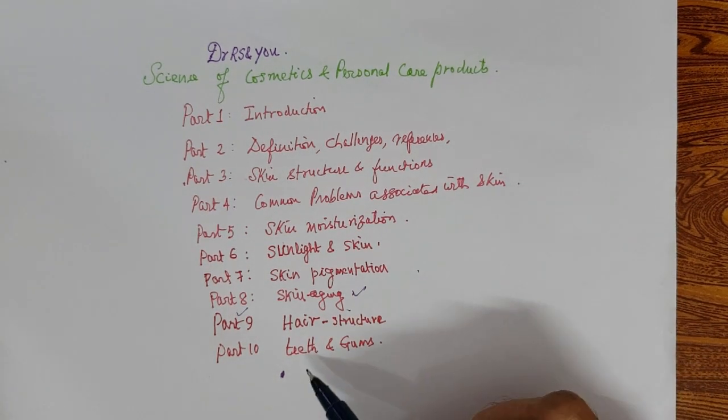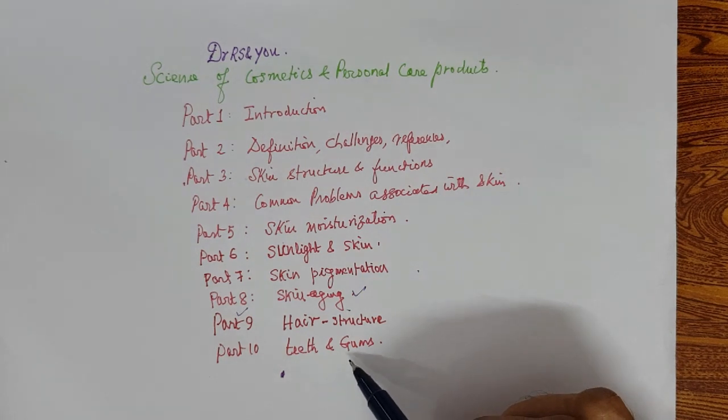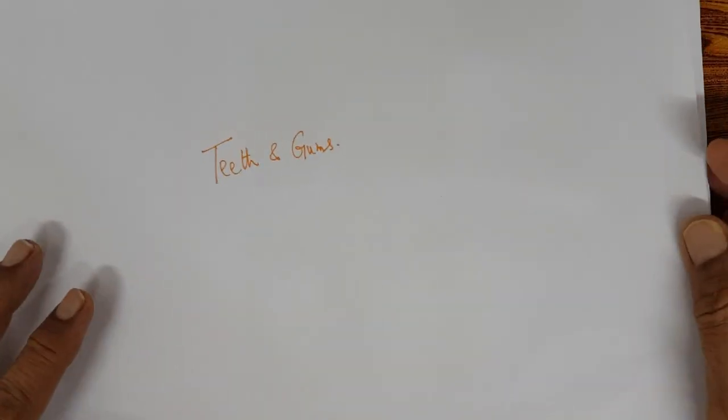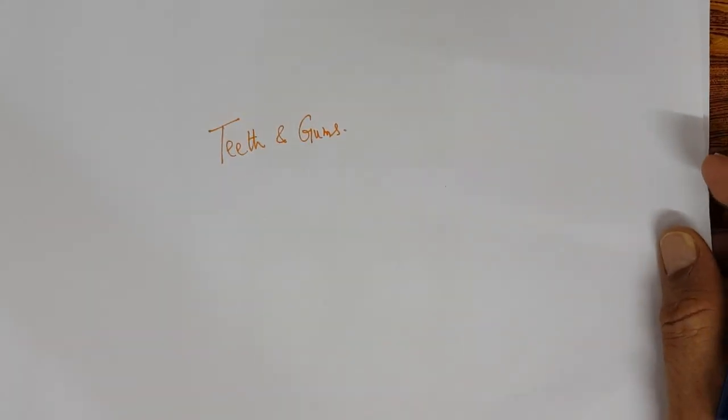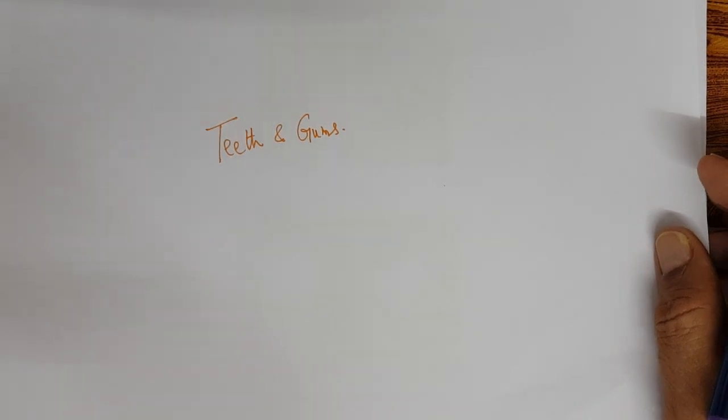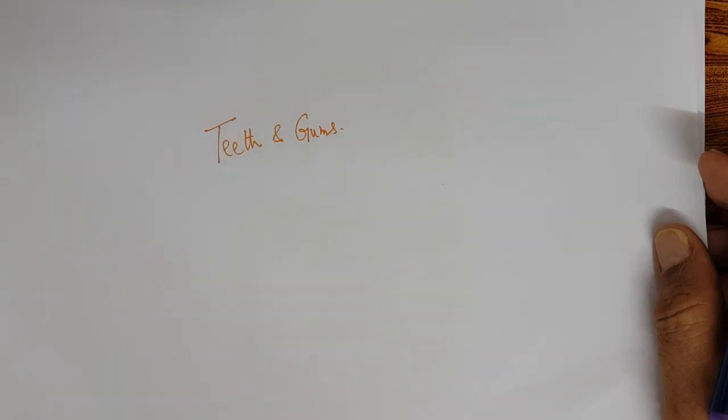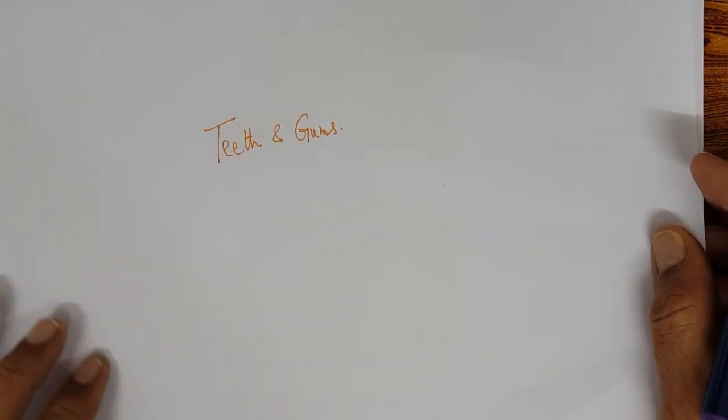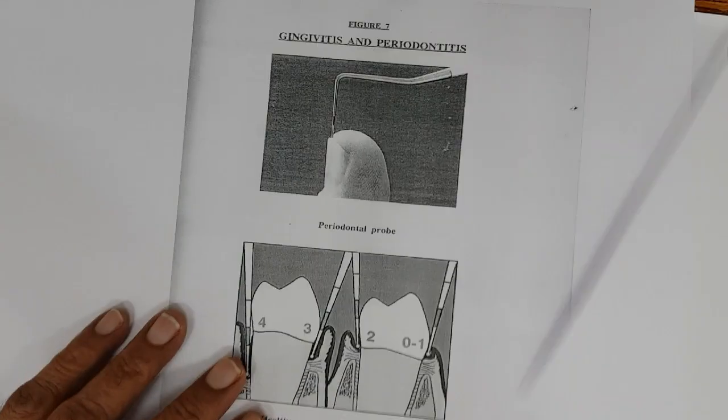Okay, so now today is part 10. We are going to talk about teeth and gums. In this section we will mention the structure of teeth, but we will be covering more on the oral care problems that can be addressed through a personal care product, and how they are caused. We will give a little more stress to that, right?